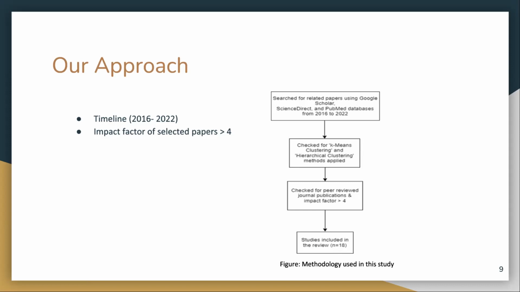For the selection of an article, we kept a few criteria in mind. First, the study should contain diagnosis data of people with autism. Second, the research work should be a peer-reviewed journal publication. Third, the k-means clustering or hierarchical clustering method has to be used. Finally, the impact factor of the selected paper should be more than 4.